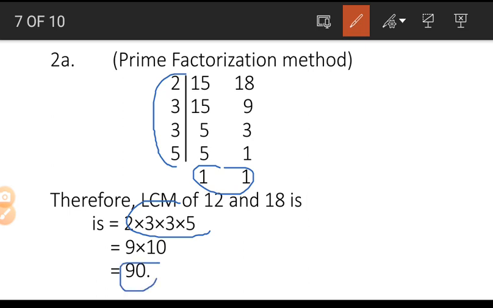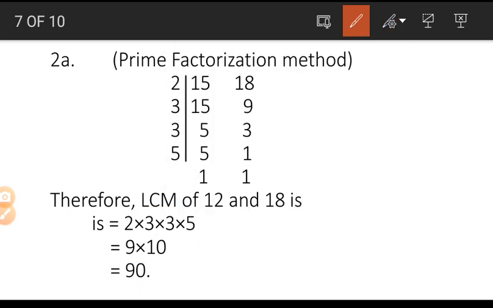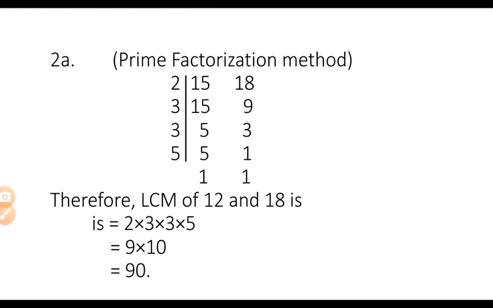So, what is the LCM, or the lowest common multiple of 15 and 18? It is simply 90. So, this is how we use the prime factorization method or table method to solve LCM.